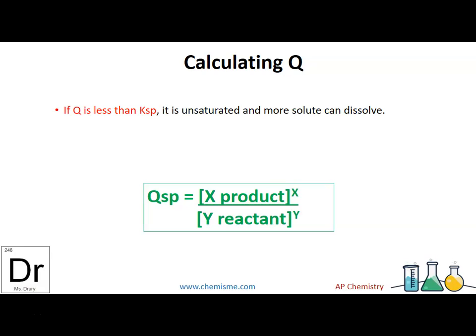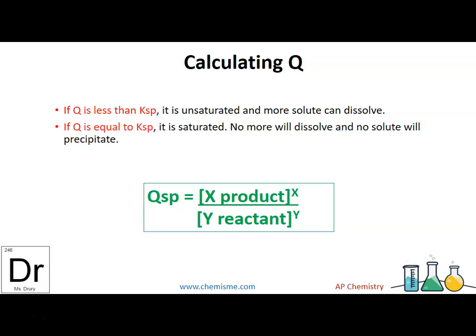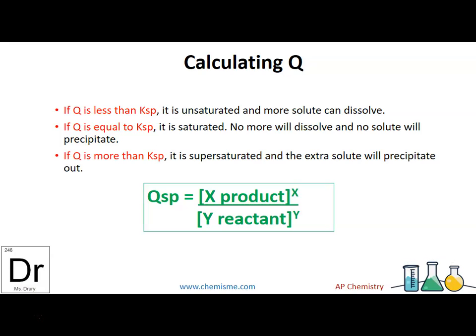So again, if Q is less than K, it didn't quite get to equilibrium yet. In this scenario, when we're talking about insoluble salts, that means it didn't quite dissolve enough yet. And so therefore, we would call that an unsaturated solution and more can dissolve. If Q is equal to Ksp, we used to say that was called equilibrium. In a solution, equilibrium means it's saturated. That's the key word there. No more will dissolve, no more will precipitate, it's perfect. And if the Q is more than the Ksp, it is supersaturated. We used to say that means the reaction happened too much. In the case of dissolving a salt, that means it dissolved too much, right? And so it became supersaturated and all the extra should precipitate out.